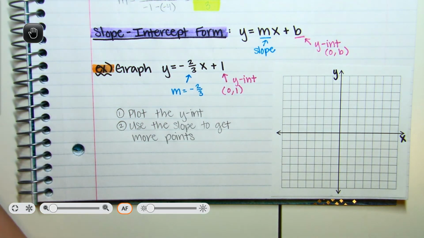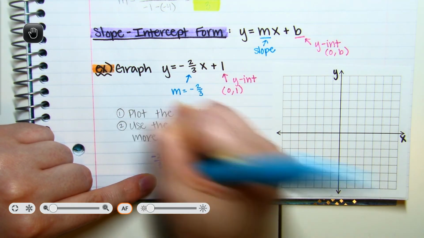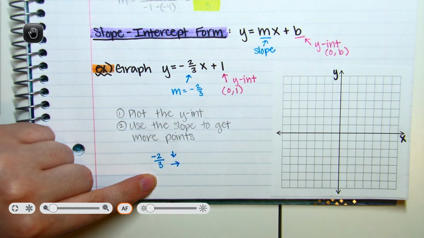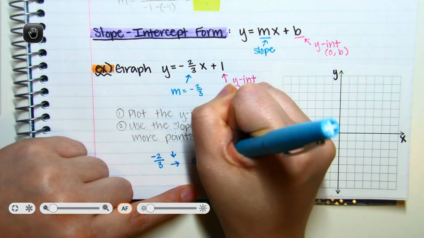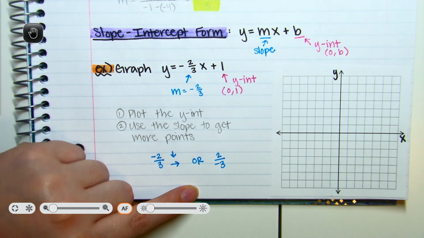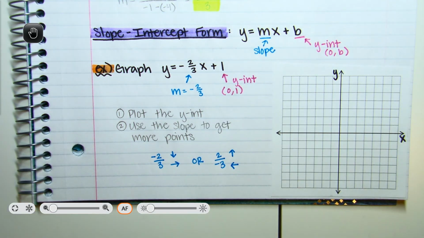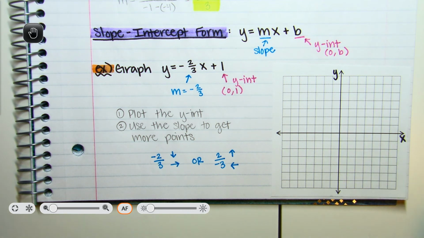Now, because my slope is a negative number, I can either look at this as -2/3, where I would be going down and to the right, or I can look at it as 2/-3, where I'm going up and to the left. No matter which one you use, you're going to get the exact same line. It's just going to be having you count your points in different directions when you actually graph it.